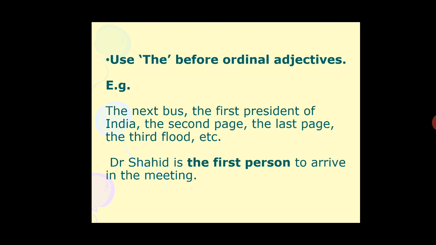Use "the" before ordinal adjectives. What are ordinal adjectives? There are ordinal and cardinal numbers you might have studied in mathematics. So next, first, second, last, third, these are all ordinal, and that's why they always carry the definite article. Like the next bus, the first president. See in the example, Dr. Shahid is the first person to arrive in the meeting. So ordinal adjectives will have the definite article.